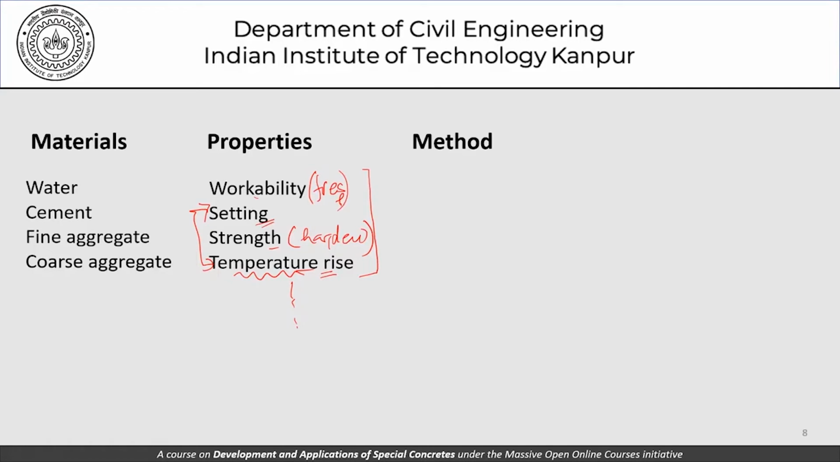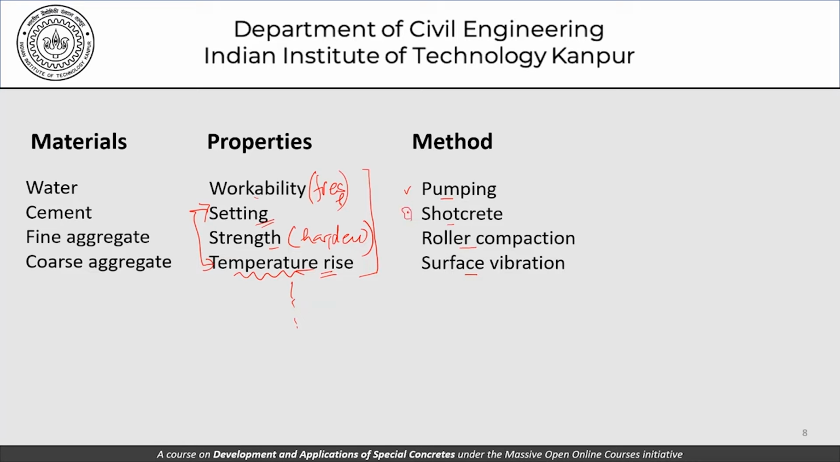So here I have listed just a few. Pumping of concrete, whether it's involved or not, whether you're trying to do something like shotcreting, you're doing roller compaction, you're doing surface vibration. What are you trying to do? If you're trying to pump concrete, obviously you would not like to have very dry concrete. If you're trying to do shotcreting, what are the limitations or constraints under which you will work? You may possibly not be able to work with very large coarse aggregates and so on.